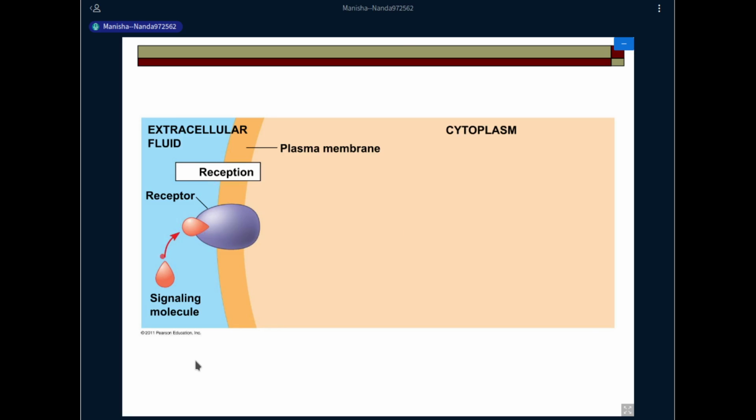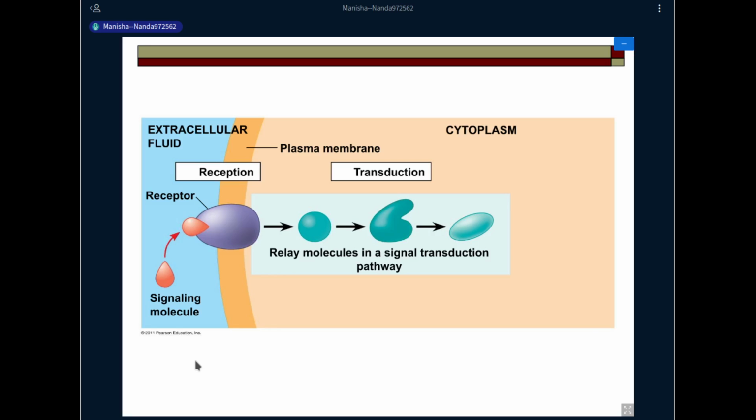So reception means that the signaling molecule, say for example, a hormone produced by any endocrine gland, will travel and bind to the extracellular side of this receptor. So this part is called reception, where the ligand actually binds to a receptor on the target site. So receiving the signal on the cell surface denotes the reception part of signal transduction.